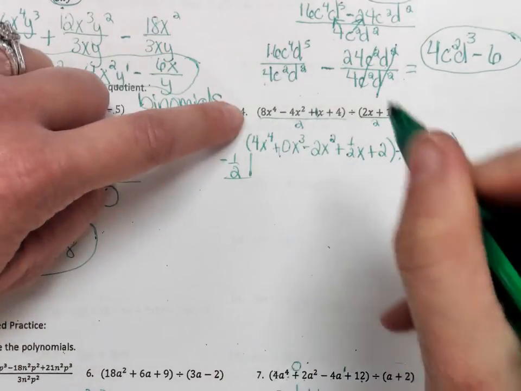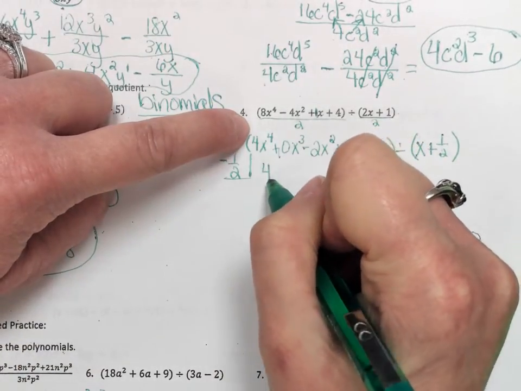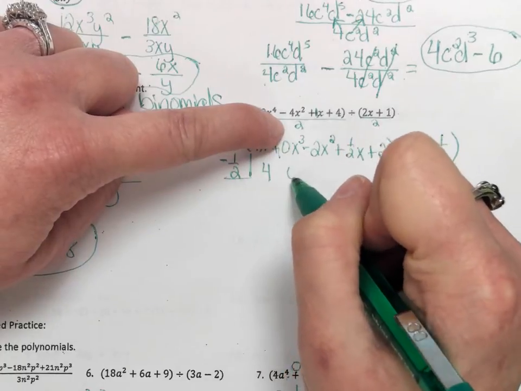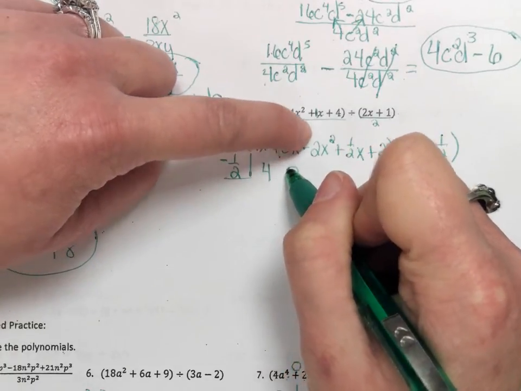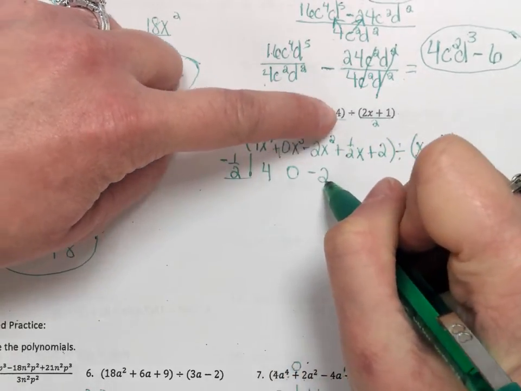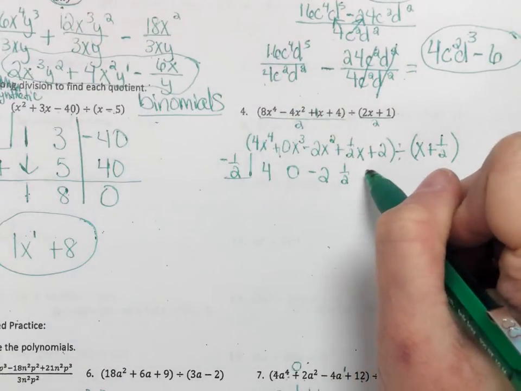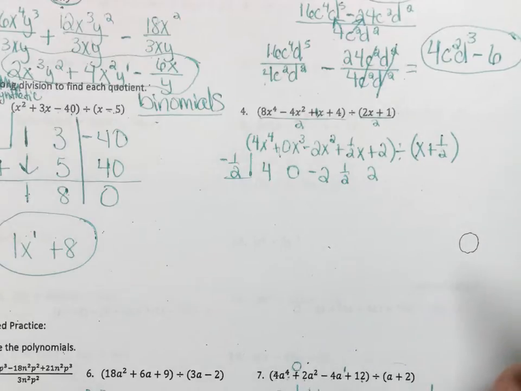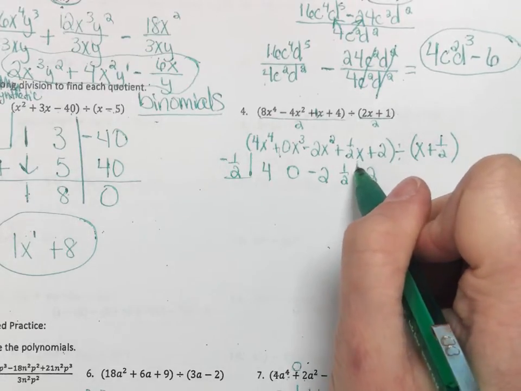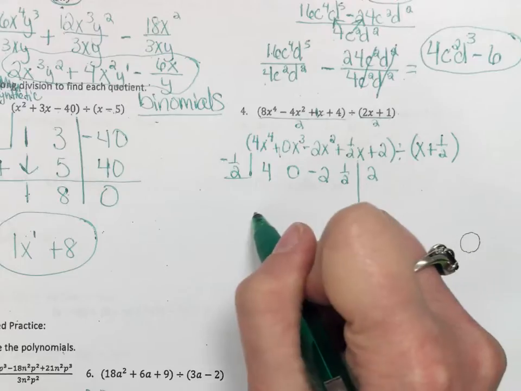All right, same process. Here we go. Take all your coefficients. 4 for x to the 4. 0 for x to the 3. Negative 2 for x to the 2nd. 1/2 for x to the 1. And then 2 is my constant. So 1 would be just 0.5. No, 1/2.